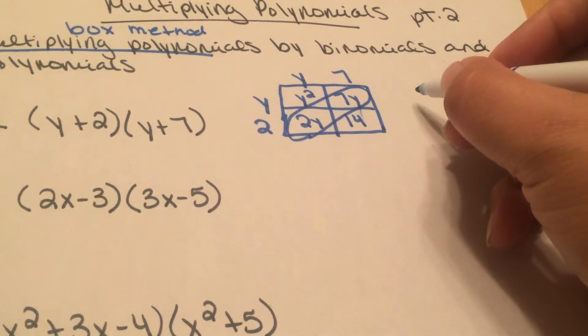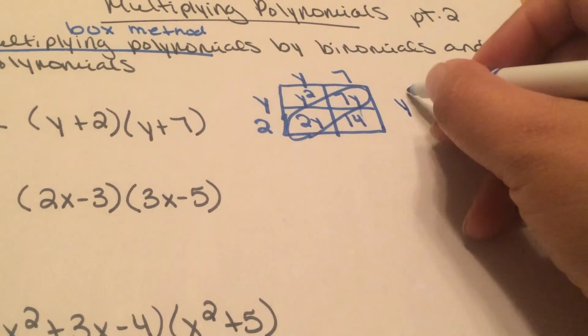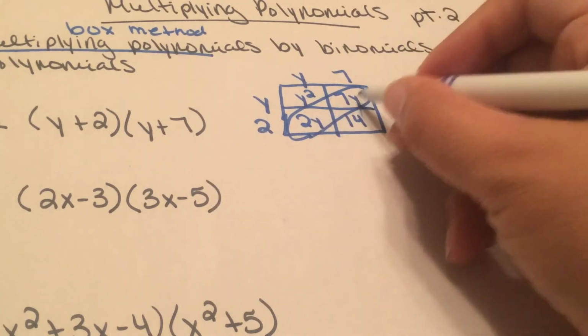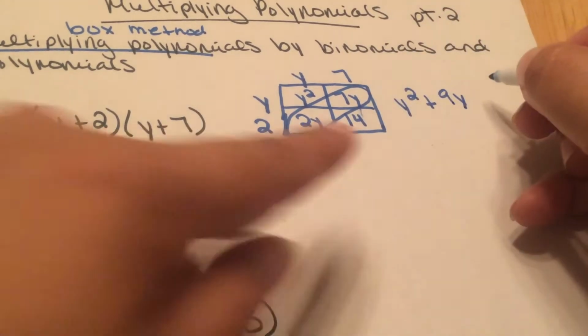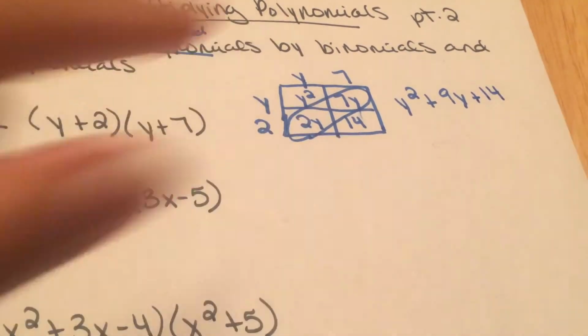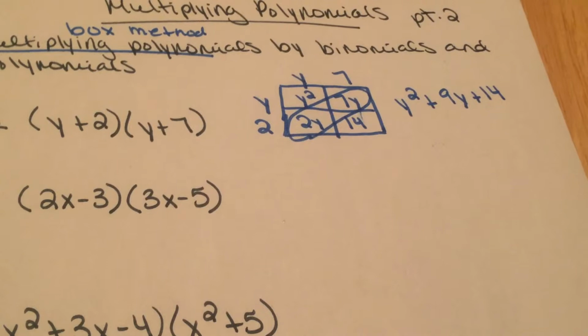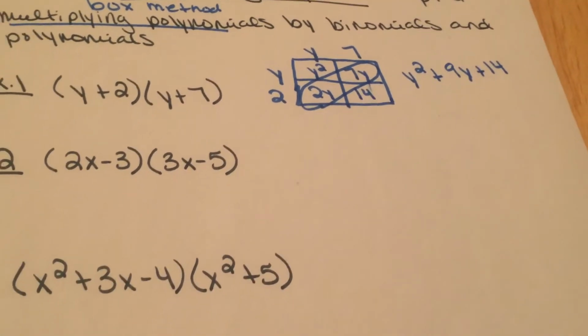So when I write this, of course in descending order, it needs to be y to the 2nd power plus 2y plus 7y, we know is 9y, plus 14. So when we use our box method, we have everything we need exactly in the order it needs to be in. So let's try another example of a binomial times a binomial.